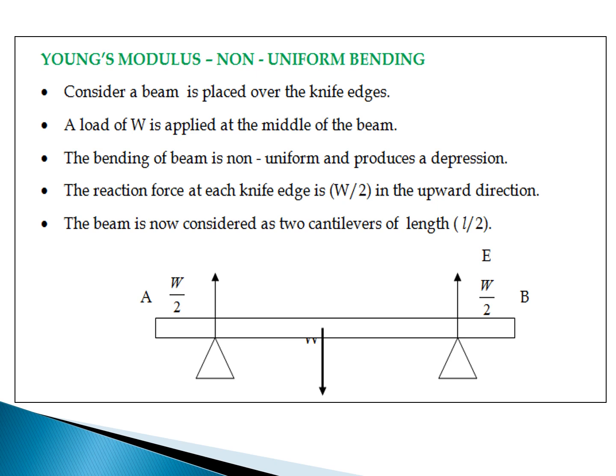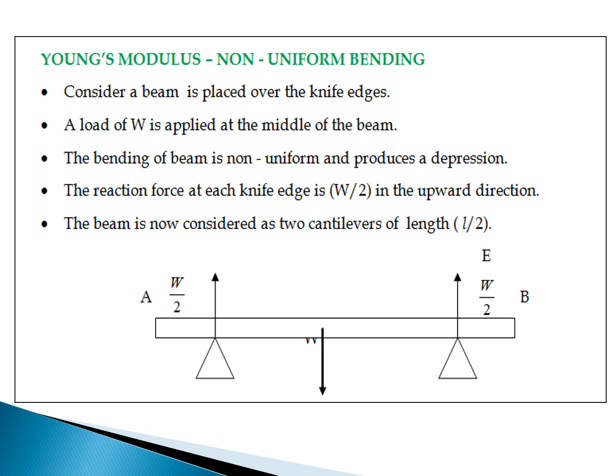In uniform bending method, weights are added at both the ends of the beam so that the beam undergoes elevation and looks like an arc. But in non-uniform bending method, weight is added only at the center of the beam so that the beam undergoes depression and it looks like the English capital letter U. Okay, so this is non-uniform bending method.